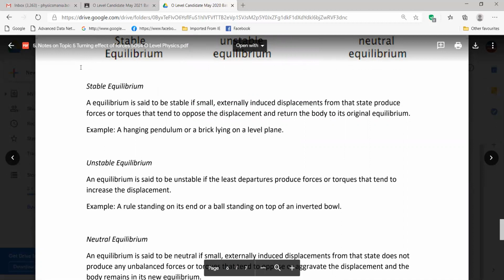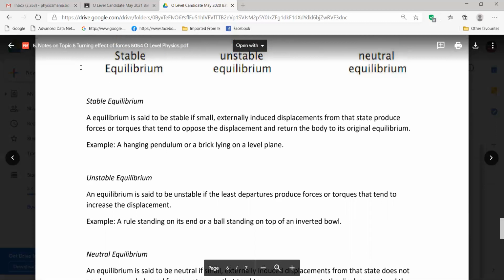Stable equilibrium. Equilibrium is said to be stable if a small externally induced displacement from the state produces forces or torque that tend to oppose the displacement and return the body to its original equilibrium. Example, a hanging pendulum or a brick lying on a level plane. Okay, unstable equilibrium. Wait.